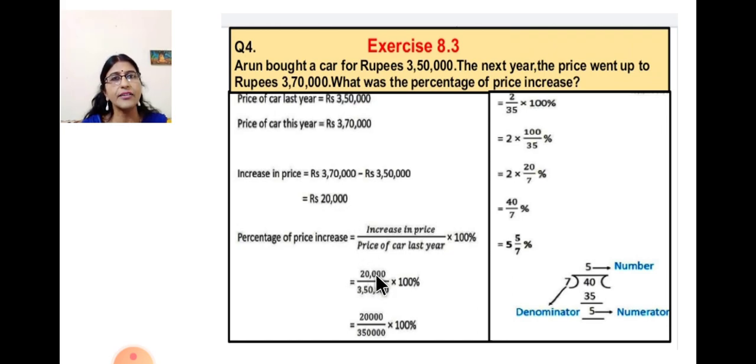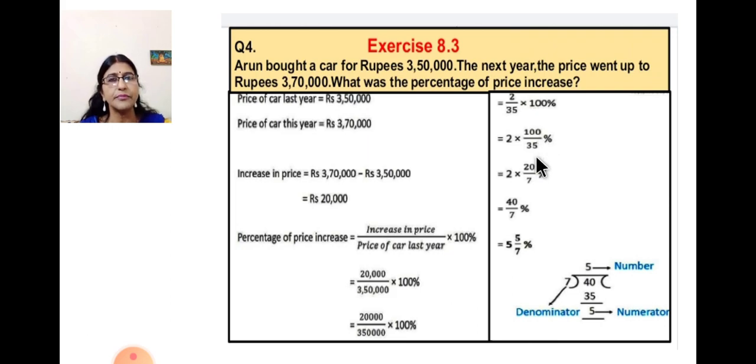So this will be equal to, now increase in price, just now we have done this subtraction. So we'll write here 20,000 upon, and here the price last year was how much? It was 3,50,000. So in denominator we'll write 3,50,000 into 100%, and then we will reduce. Here you can see 40 and this 40 will be cut. So now here it will be 2 upon 35 into 100%.